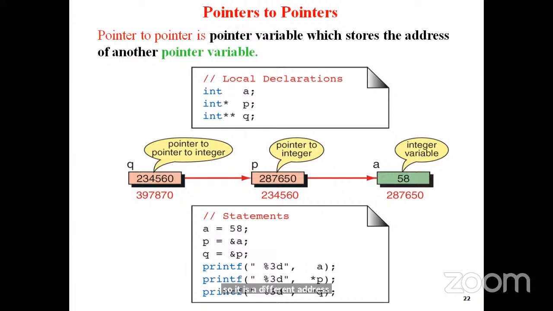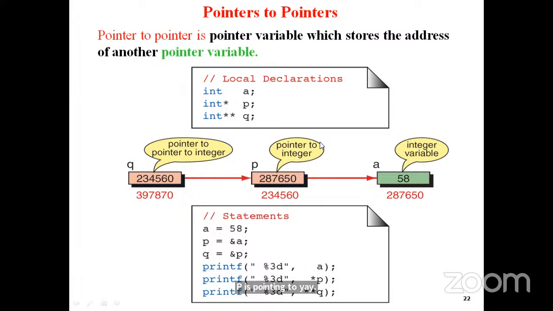And now one more thing: Q equal to address of P. Q is also stored at some location, but what is Q containing? The address of P. What is the address of P? 234560. This will be stored in Q. So now Q is pointing to P, and P is pointing to A.